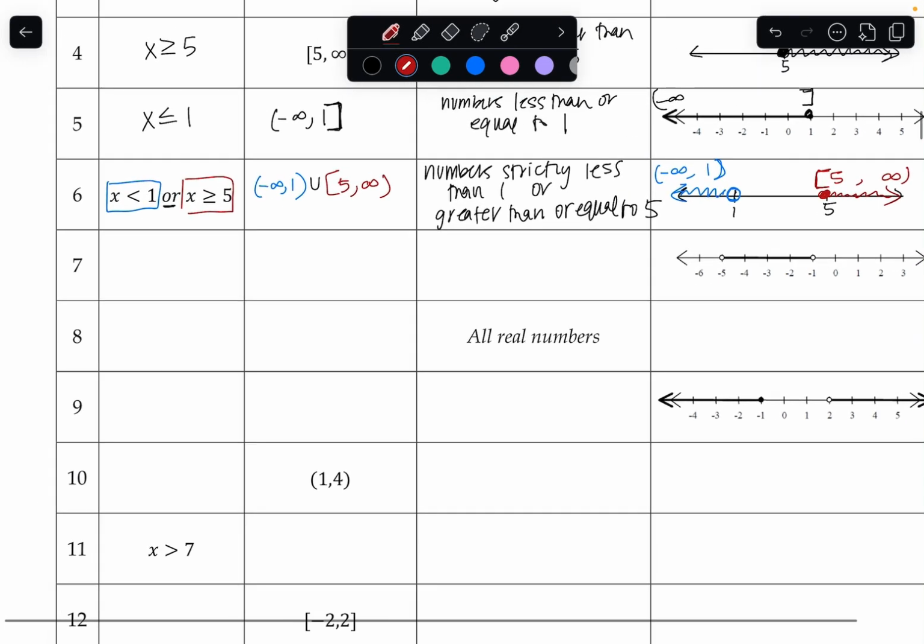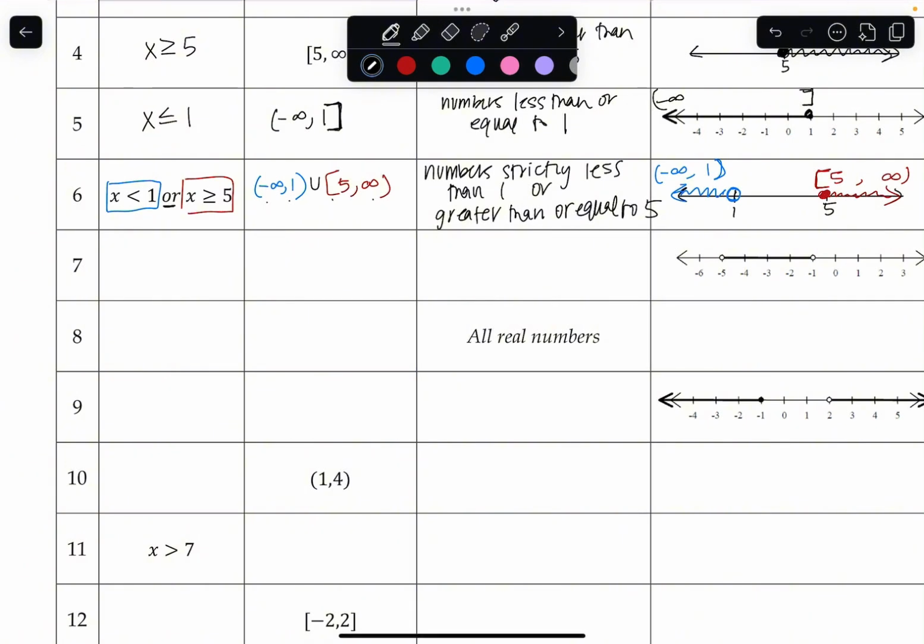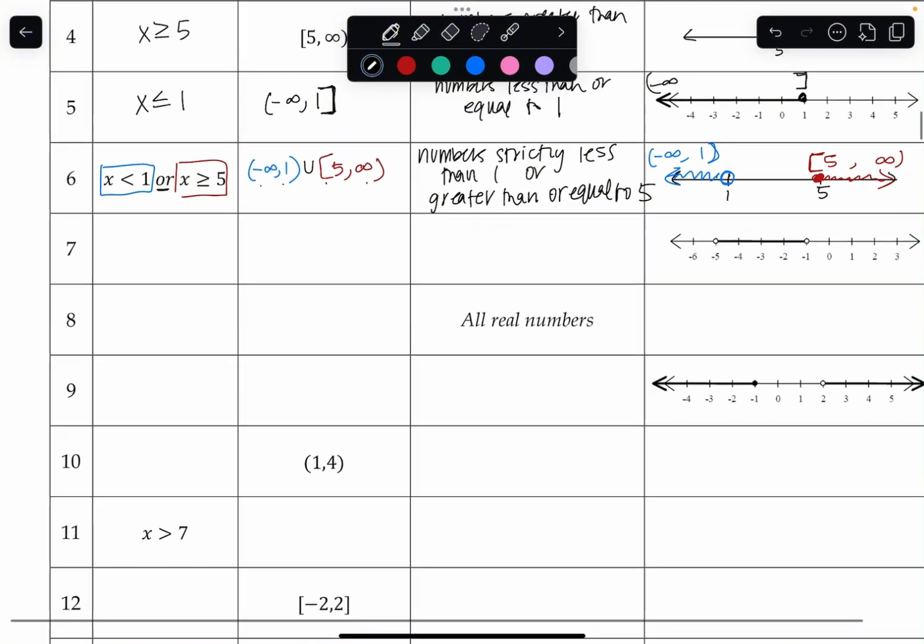Okay, always least to greatest. And so notice, negative infinity to 1, 5 to infinity. It's going from least to greatest. It has to be that way.